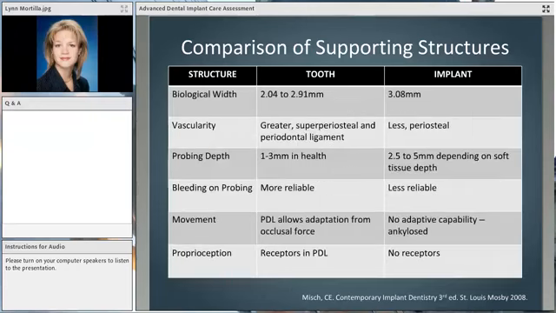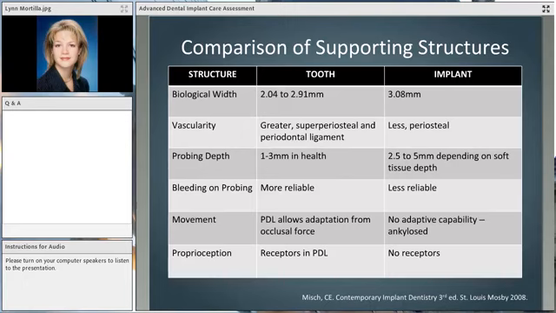We also know that the biological width is different around an implant, and this really can impact our treatment planning for prosthetics, because it's the biological width and the way the soft tissue is enhanced around those aesthetics and prosthetics that will give us the final aesthetic case for the patient. So a good firm understanding of the differences here is really important for the clinicians that are planning the case. We know that there's not a lot of vascularity around implants.